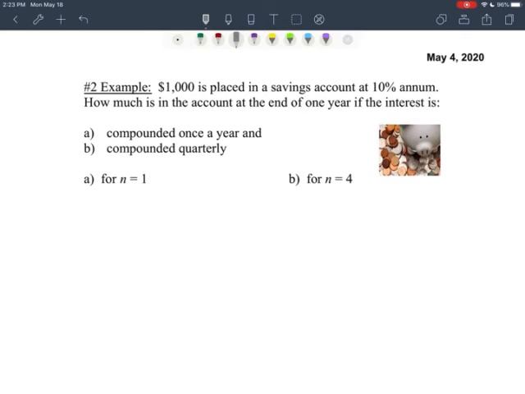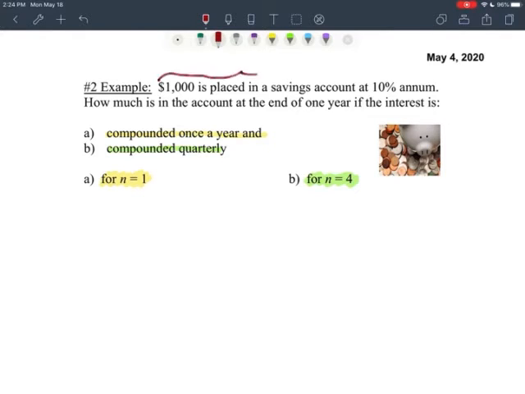In our first example, $1,000 is placed in a savings account at 10% per annum. That means 10% annually, that's your annual interest rate. How much is in the account at the end of 1 year if the interest is compounded once a year and compounded quarterly? We're going to calculate compounded once a year, that's N equals 1, and then compounded quarterly, that's N equals 4, to compare what happens if they look at our account more often.